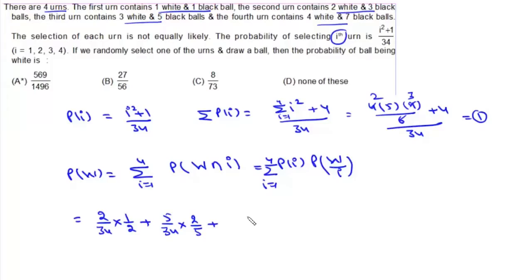For the third one, this probability is 9 plus 1, 10, 10 by 34, and then getting a white ball is 3 by 8. Plus, when i is 4, it'll be 17 by 34 into the probability of 4 by 11. And this value comes out to be 569 upon 1496, and that's your option A.